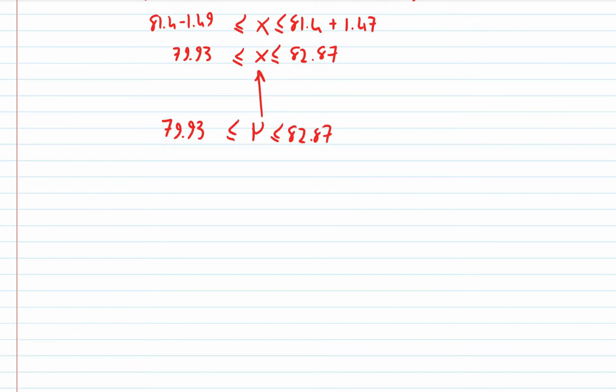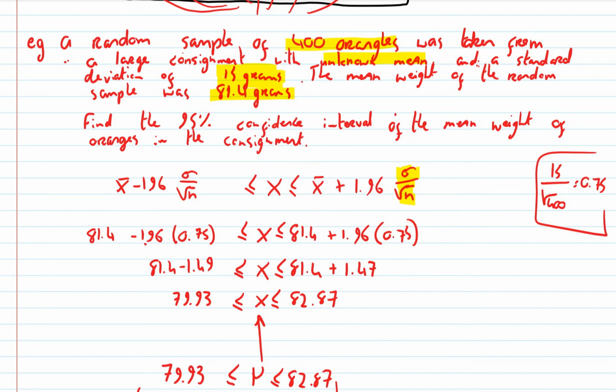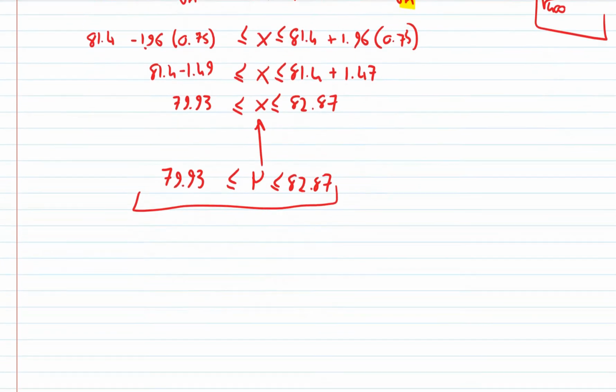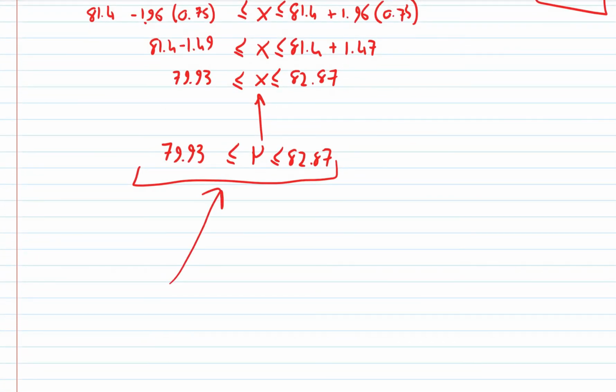So, interpreting my results, what does that mean? Well, the real mean of that consignment will lie between 79.93 and 82.87. And that's to the 95% confidence interval, which means if I take a sample from the overall consignment, 95% of the time the mean should lie between this and this.